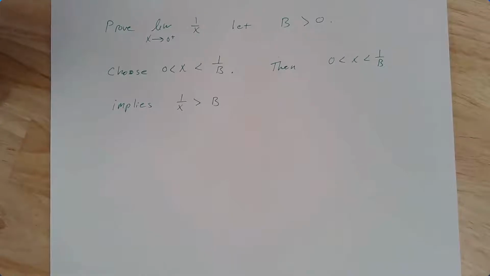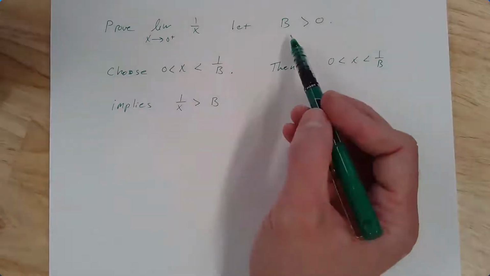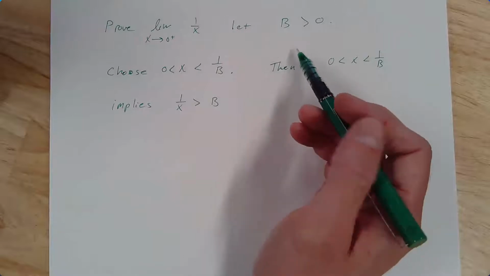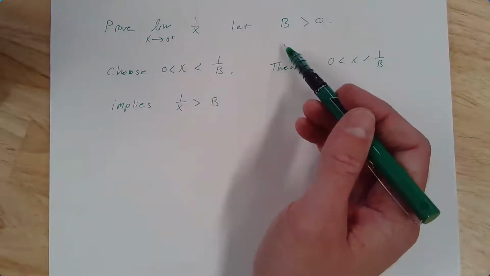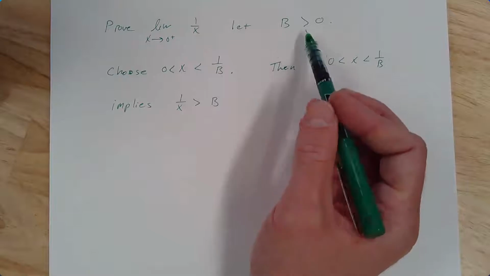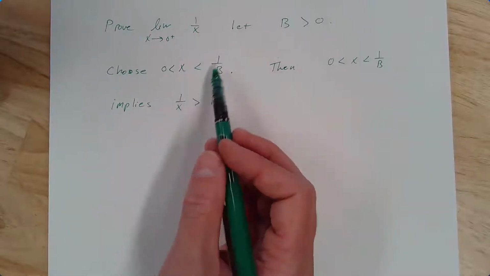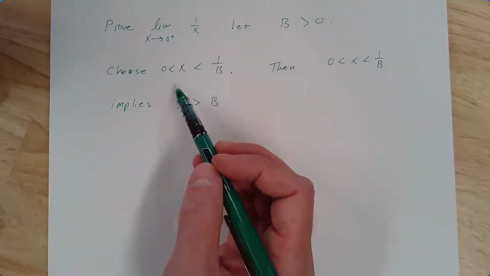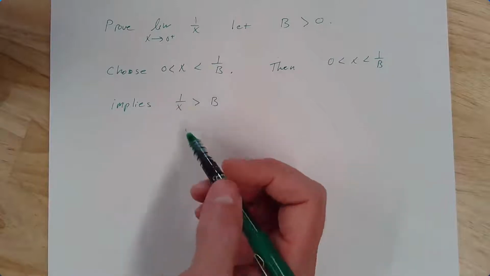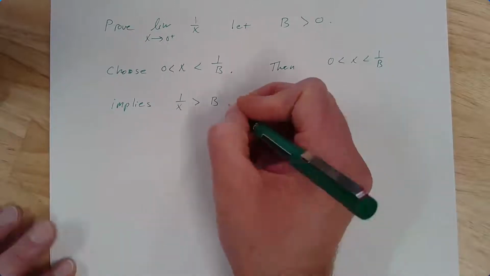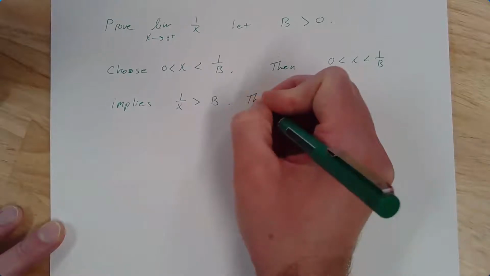But that shows what we want. Because if you're trying to say the limit is infinity, you're saying, well, 1 over x can be however big you want it to be. And b is any positive number. So b could be a billion. And we've said, well, if b is a billion, then make x less than 1 over a billion, still positive, and then 1 over x is going to be larger than a billion. That's it.